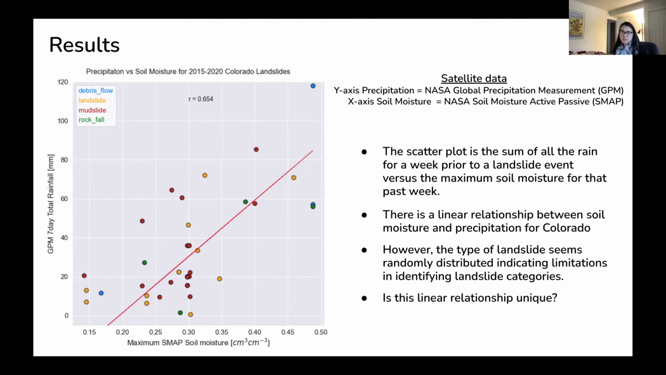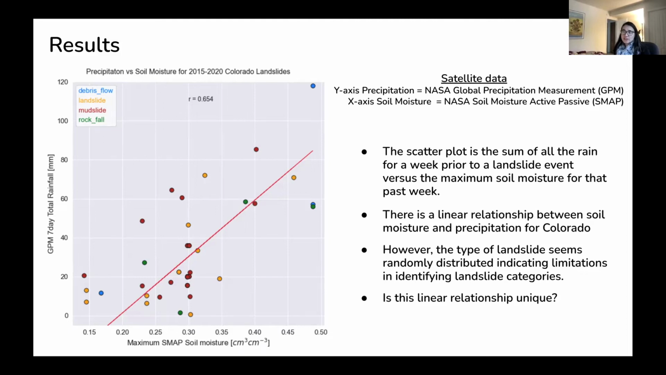I observe a linear relationship between soil moisture and precipitation for Colorado, meaning there's a good correlation of soil moisture responding to increasing precipitation. However, the type of landslide, color-coded and based on the Global Landslide Catalog, seems randomly distributed or not descriptive at all.